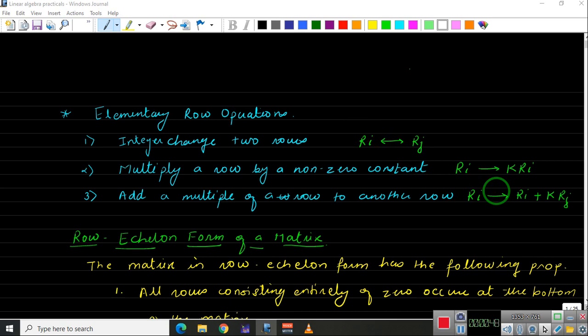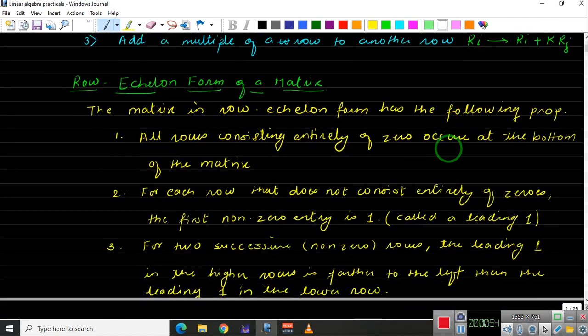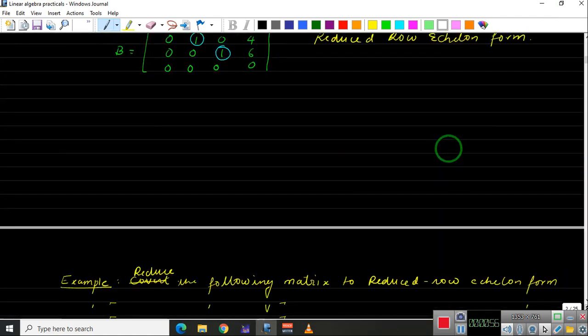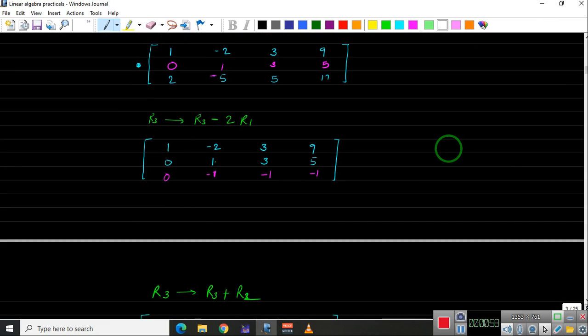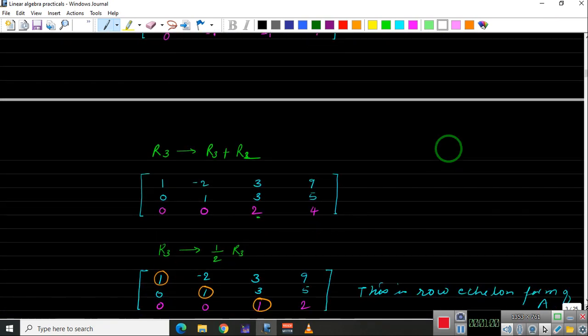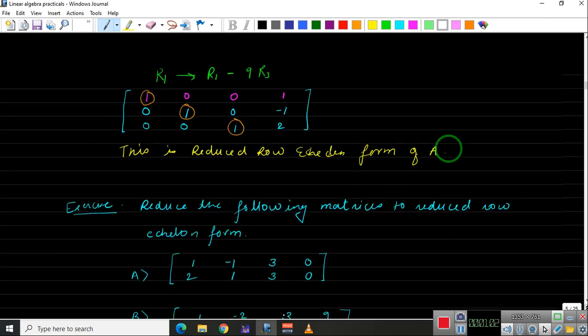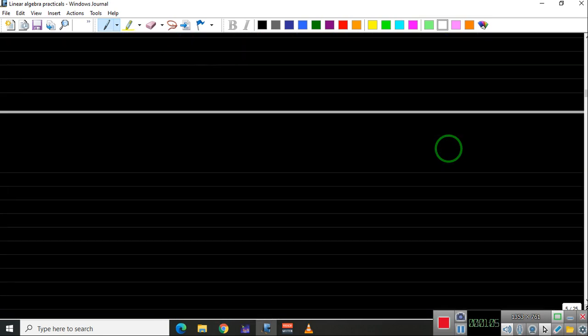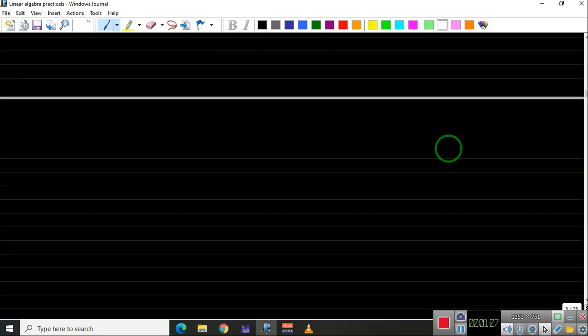In the last video we have seen about echelon forms, right? So we have seen row reduced echelon form and row echelon form in some examples. So today we will use these row reductions to get the inverse of a matrix. First let me define what is the inverse of a matrix.